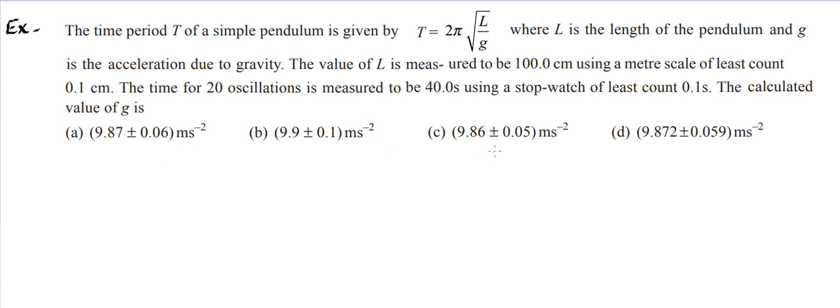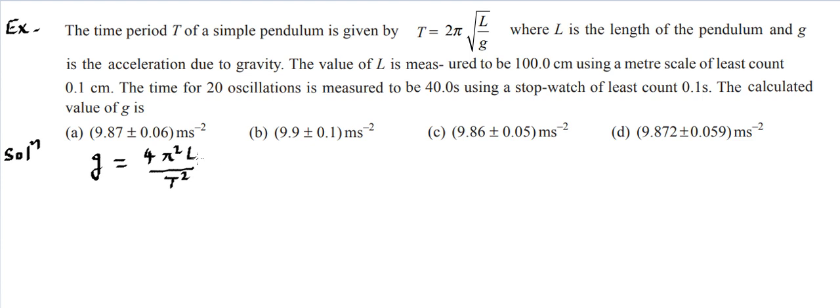You see all the options are very close by. So here the rules are going to be important for us. So let's see how we are going to solve this. Now we can rewrite this expression. Let's say we are interested in g, so we can find the g expression out of it. The g expression will be equal to 4 pi square, after squaring, into L divided by T square.